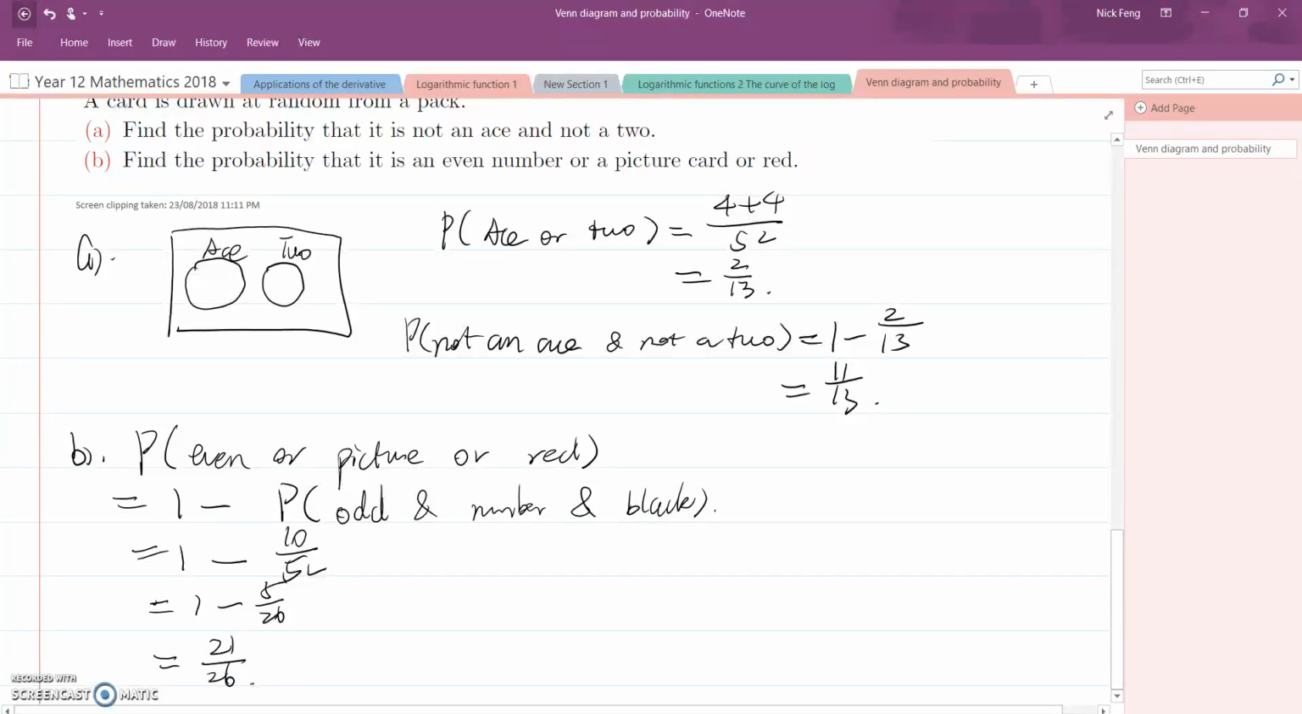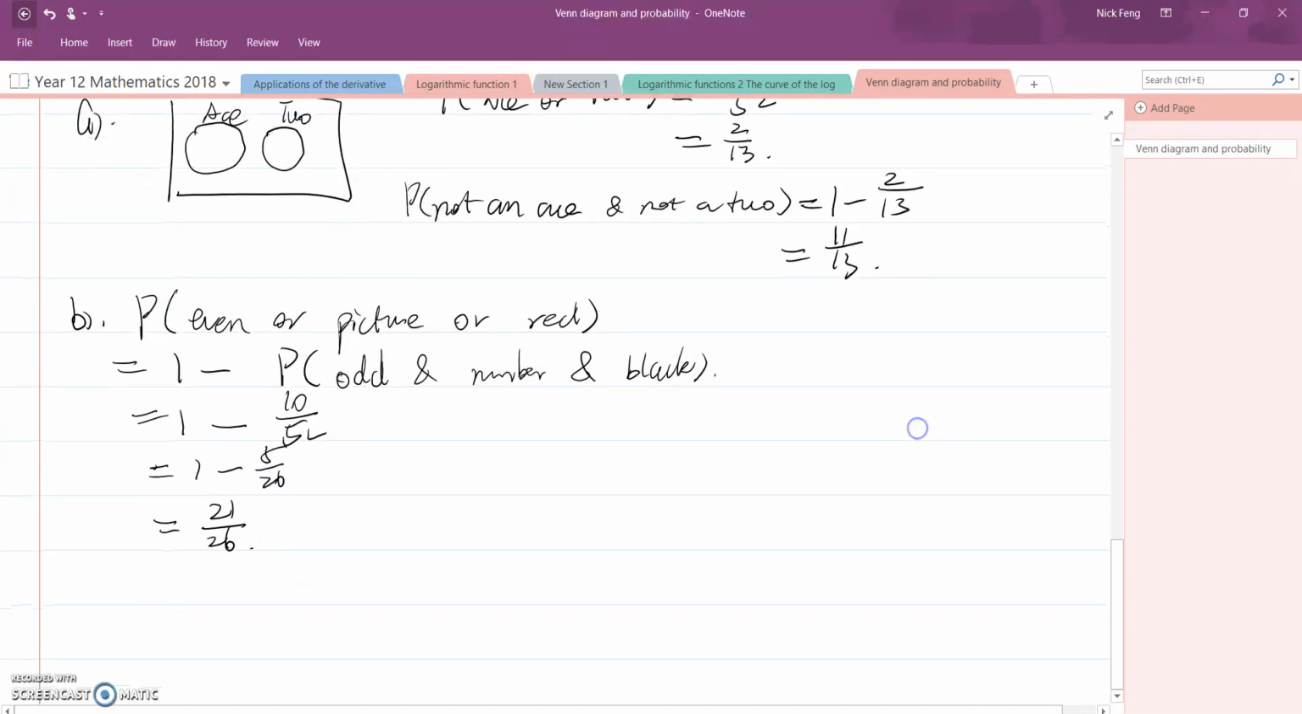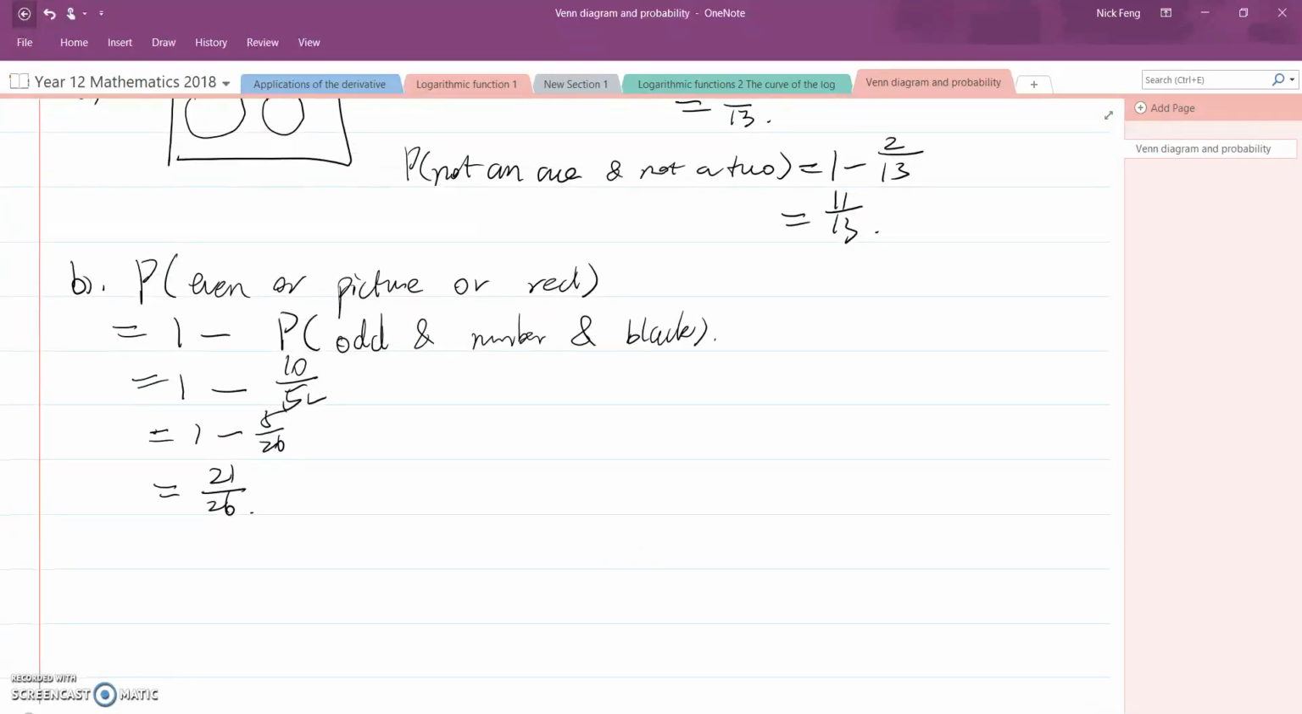Okay? Right, so this is how we use Venn diagrams to actually solve some of these issues. I'll explain more of these questions when I come back next week.